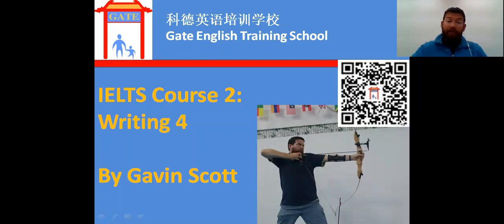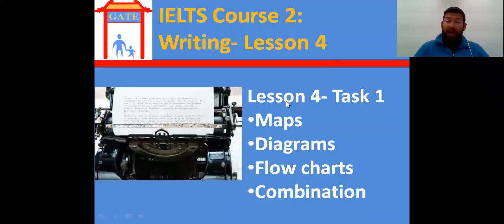And the current course we're doing is on writing. Now, today we are looking at task one still. This will be the last lesson we look at task one, and we're covering all of the other kinds of charts and graphs that we haven't already covered so far. Maps, diagrams, flowcharts, and sometimes you'll see a combination of two different things. And I'll talk a little bit about what you do when you encounter that kind of question.